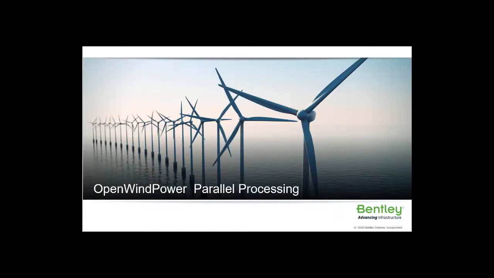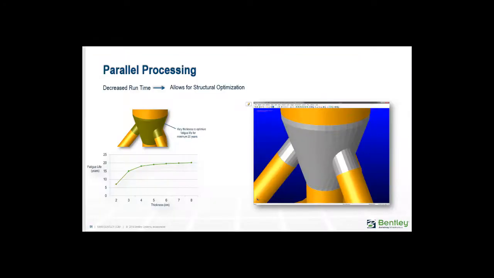Next, I'd like to discuss our parallel processing capabilities. Now, why would we need to have parallel processing? Well, since we have thousands and thousands of simulations, if you run the analysis in parallel, this allows the analysis times to be reduced, and therefore allows the structural engineer more time to optimize the structure.